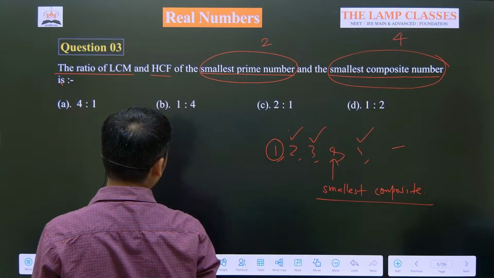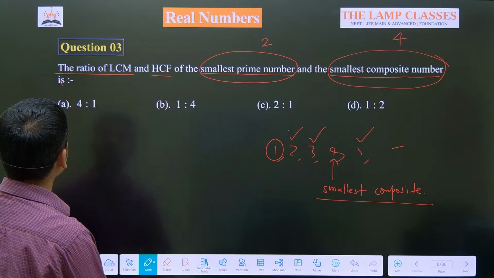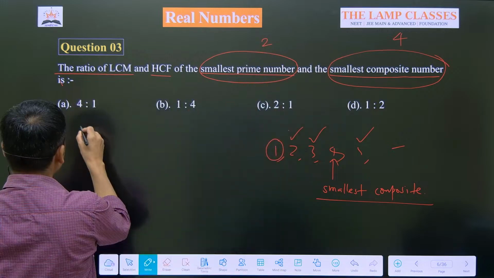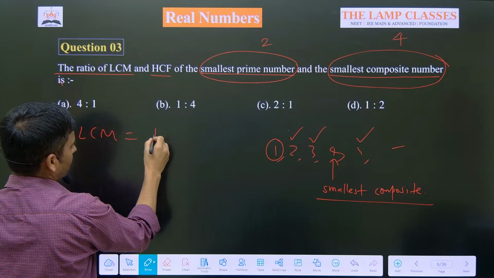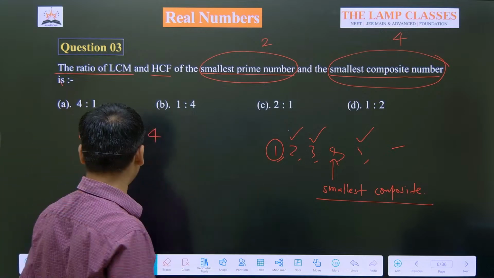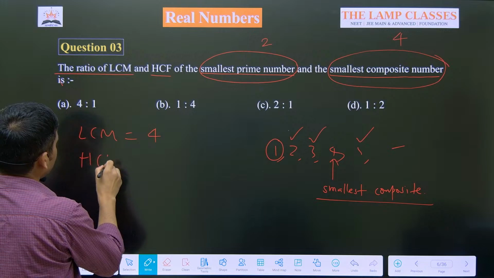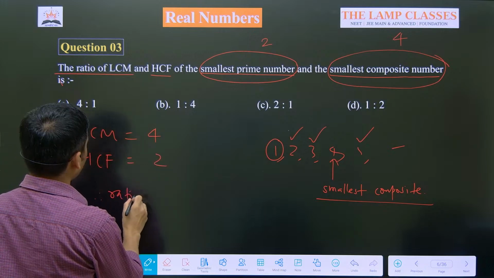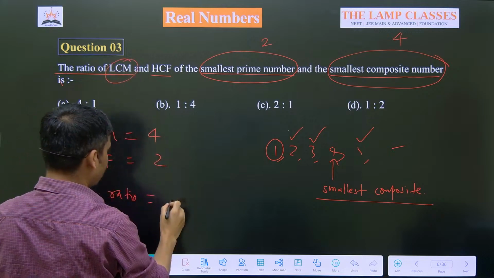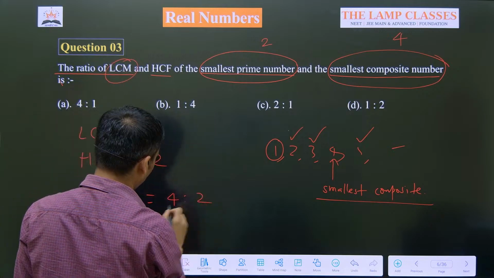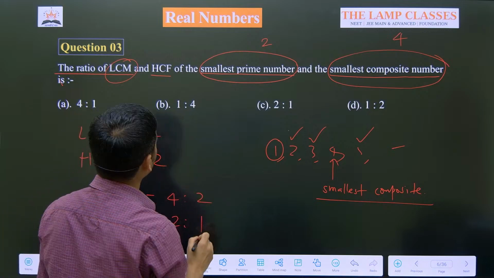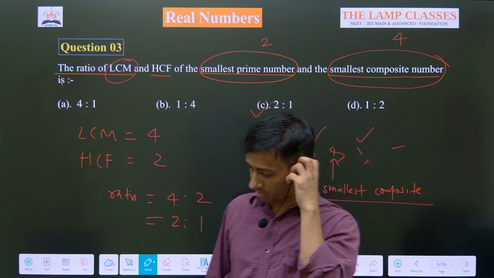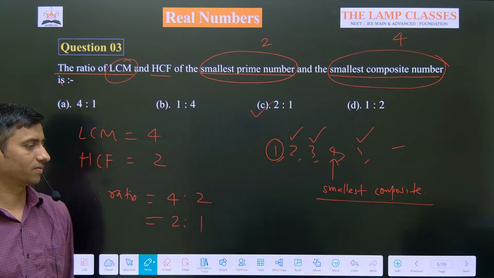But the question is not to find the ratio of the numbers. They are asking you to find the ratio of the LCM and HCF of these two numbers. So LCM of 2 and 4 is basically 4, right? That is too easy to calculate. We have done so many questions. And HCF will be 2. So the ratio of LCM to HCF is 4 is to 2, which is basically 2 is to 1. So we should mark option C. Please send your answer in the comment. I know you are able to solve this.